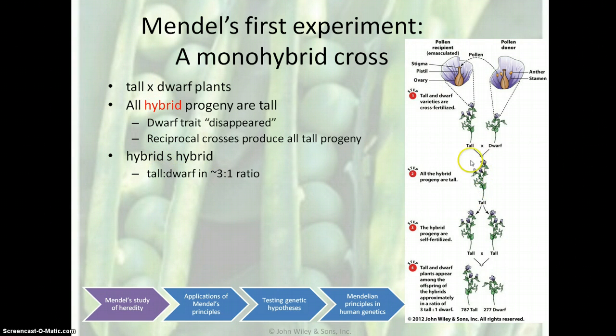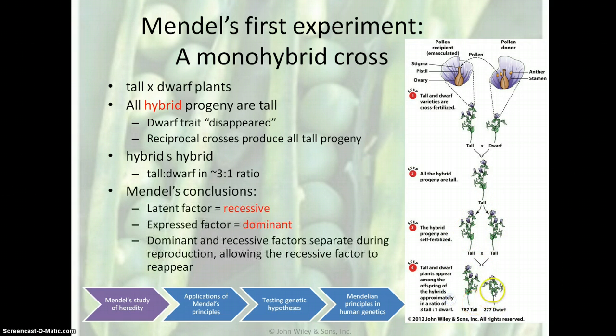So what he saw when he crossed all these tall progeny together is he found that he got some tall and some short, or some dwarf. And he got those in about a 3-to-1 ratio every time. So what he concluded was that there was some kind of latent factor. In this case, it was the dwarf, because the dwarf trait sort of disappeared in that first generation. And he called that latent factor recessive.